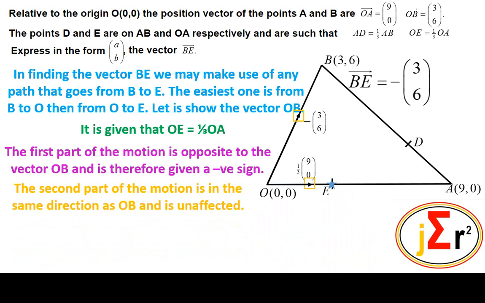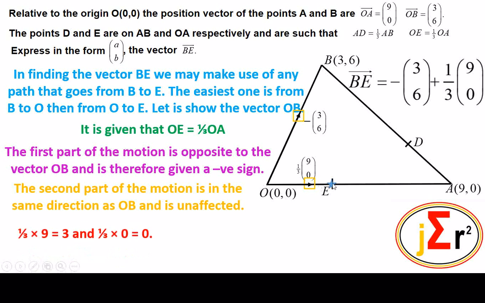We're taking a look at the second part of the motion. The second part of the motion is in the same direction as OA and is unaffected. So this second part of the motion is in the same direction as OA. Therefore, its inclusion will be in the same manner. It will not be a negative. We will not include a negative sign because it is in the same direction as OA. And do not forget that OE is 1/3 of OA.